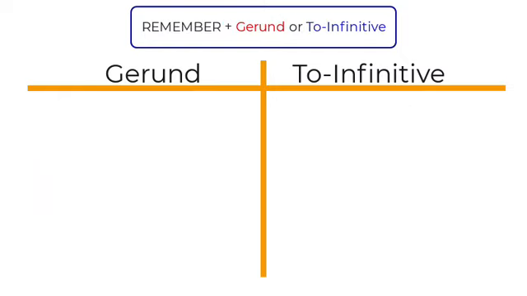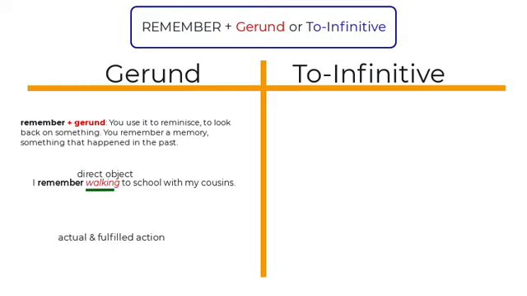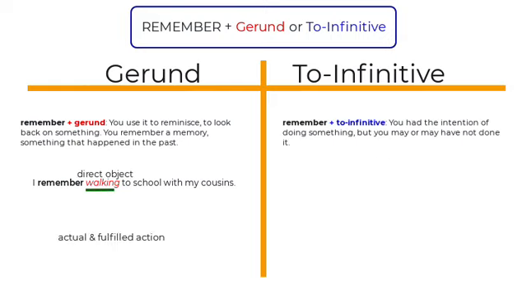The verb remember. When you use remember with a gerund, you use it to reminisce, to look back on something. You remember a memory, something that happened in the past. I remember walking to school with my cousins. However, when you use remember with the to-infinitive, you had the intention of doing something. You may or may not have done it. Did you remember to call your grandmother and wish her a happy birthday?